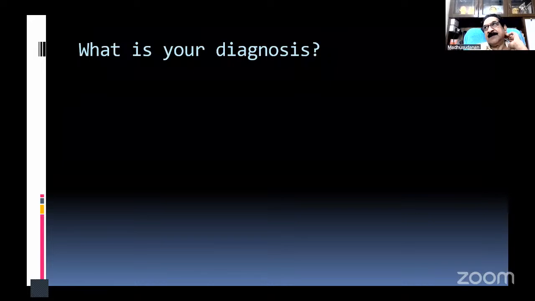So, what is the diagnosis now? I have provided only limited data. We can only guess. What do you think at this point of time? What could have been the cause of her diplopia on looking to the right side?